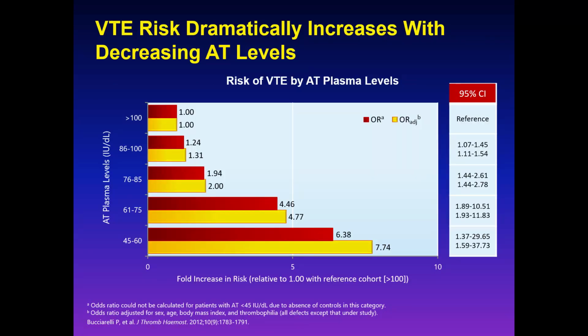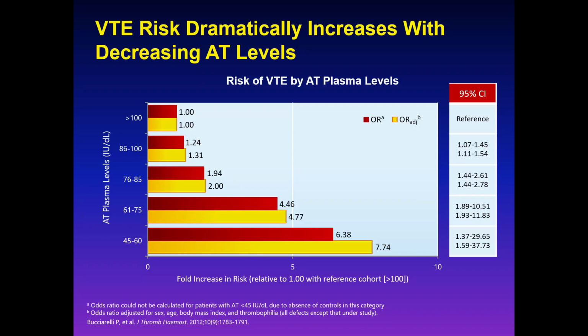So this was a very intriguing and very important study done in Italy by Bucciarelli and colleagues that showed in a population this gradation: the lower the antithrombin activity, the higher the odds ratio for having a thrombotic event.